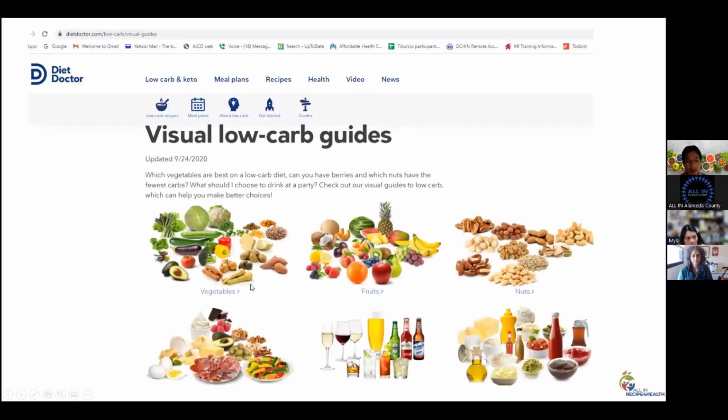Just to give you all, if your patients, it's tough to explain this sometimes in clinic, so I often refer them to Diet Doctor. It's a pretty well-balanced website for those who are wanting to get into it. And it really explains visually how to do this in clearer ways and patient-centered ways. Just so, the visual low-carb guide.